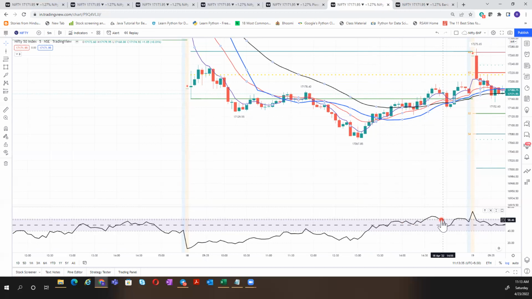This is a wonderful indicator. RSI in itself is, what do you call, like a Wikipedia. There are a lot of usages using RSI, right?